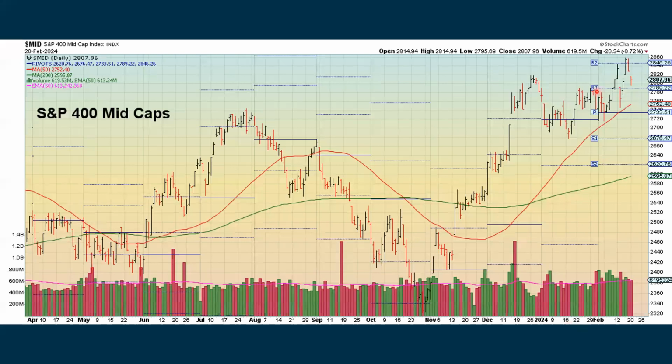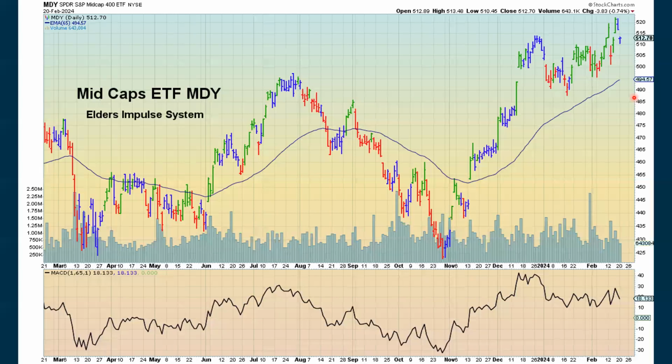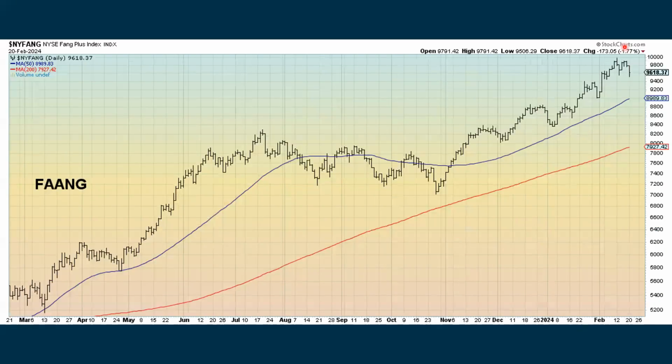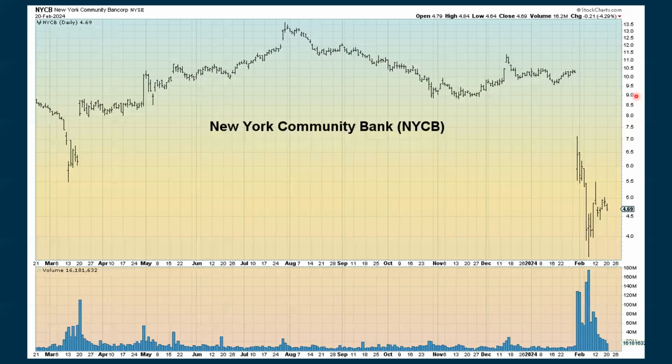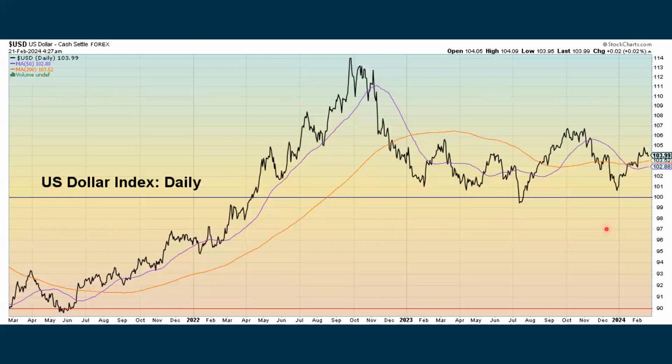The mid caps also still above this R1 level, even though they declined, and they remain neutral with the Elder's Impulse system for the mid caps. We did have a down day with the FANG index and still coming off of all-time highs. The financial sector was also down, but is still in a pretty solid uptrend. Keeping an eye on New York Community Bank, it was down a little bit over 4% as it's seeing more weakness. The dollar ended up being down slightly.